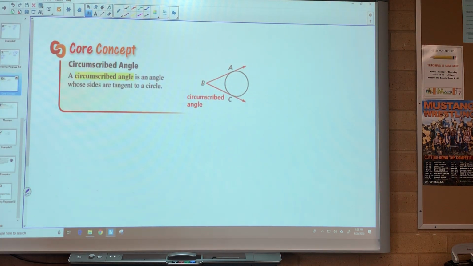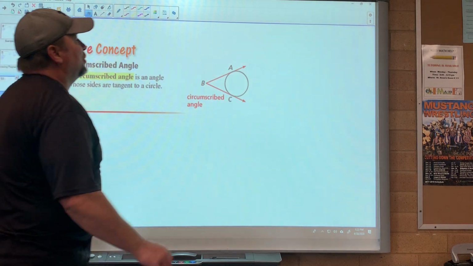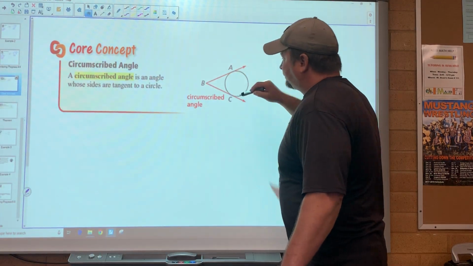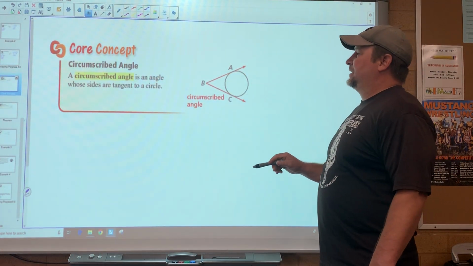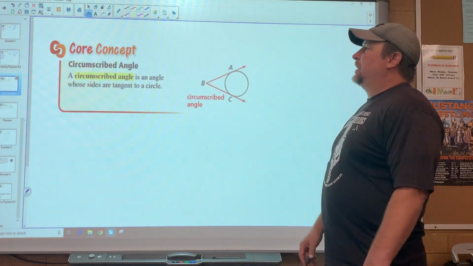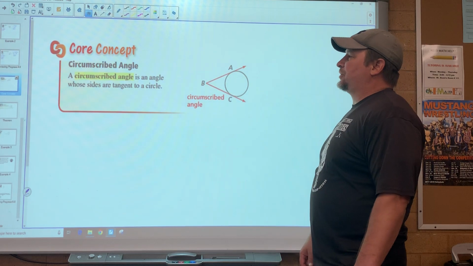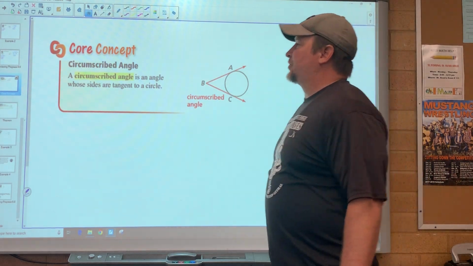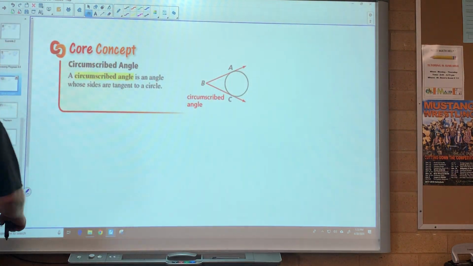All right. Here is a circumscribed angle. A circumscribed angle is when you have basically two tangents that meet outside the circle. We've talked about this before. If I have two tangents that meet outside the circle, it will be a circumscribed angle. Okay?